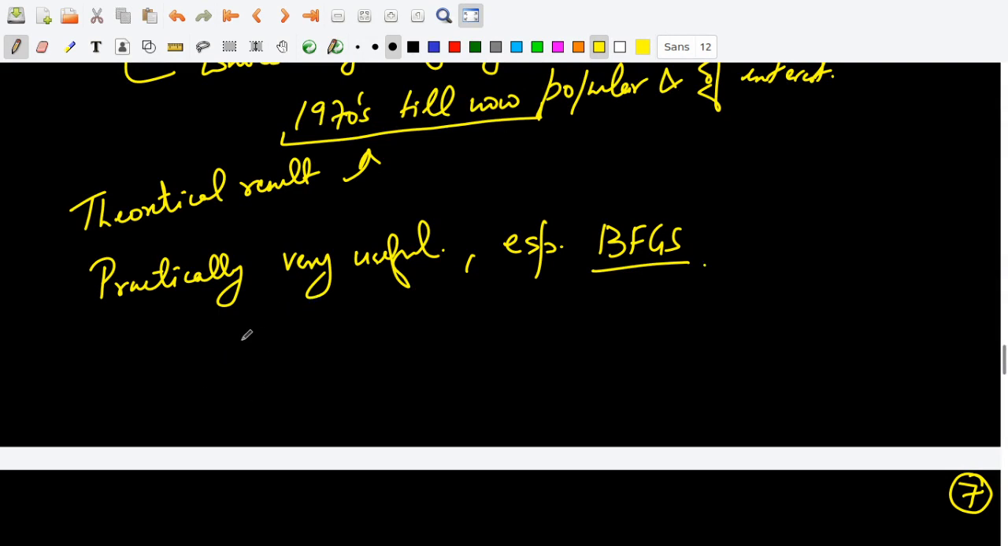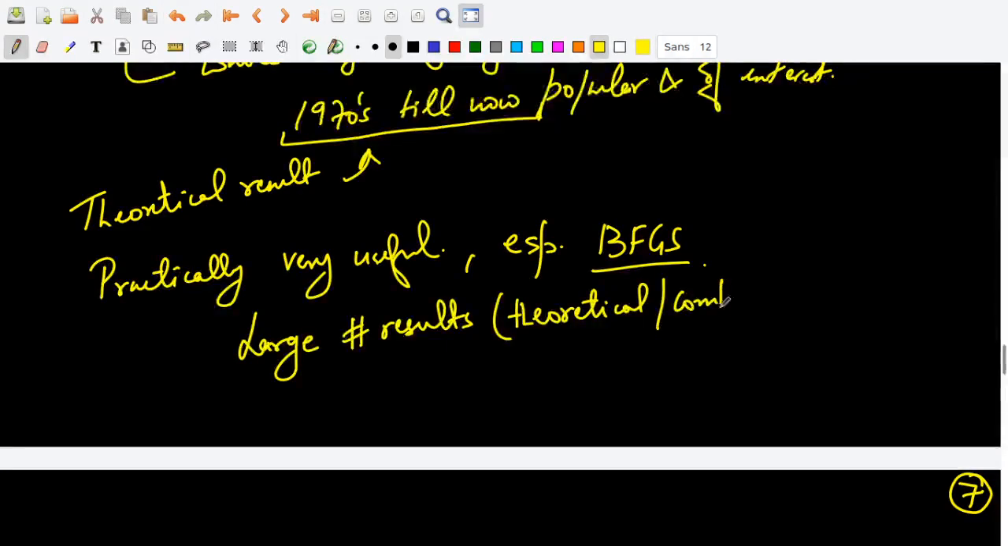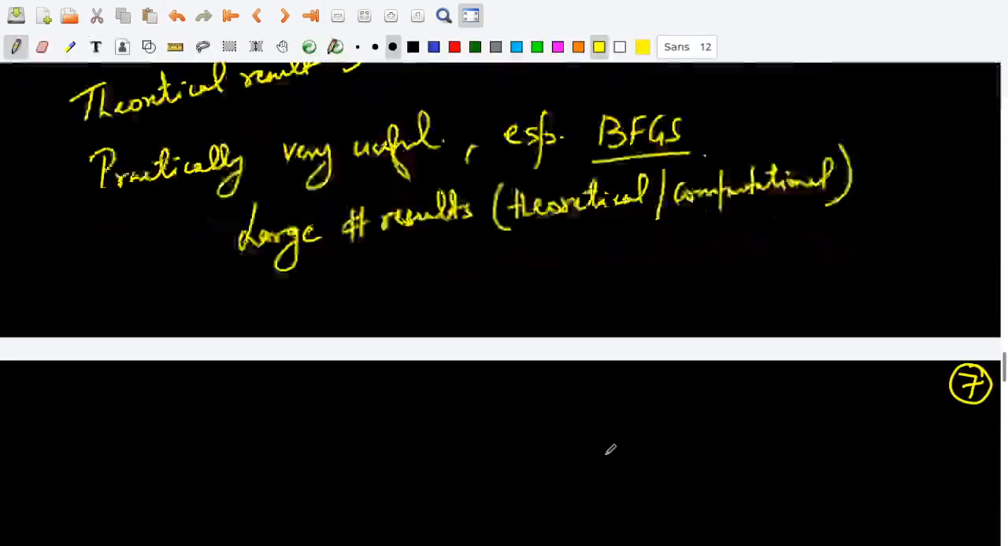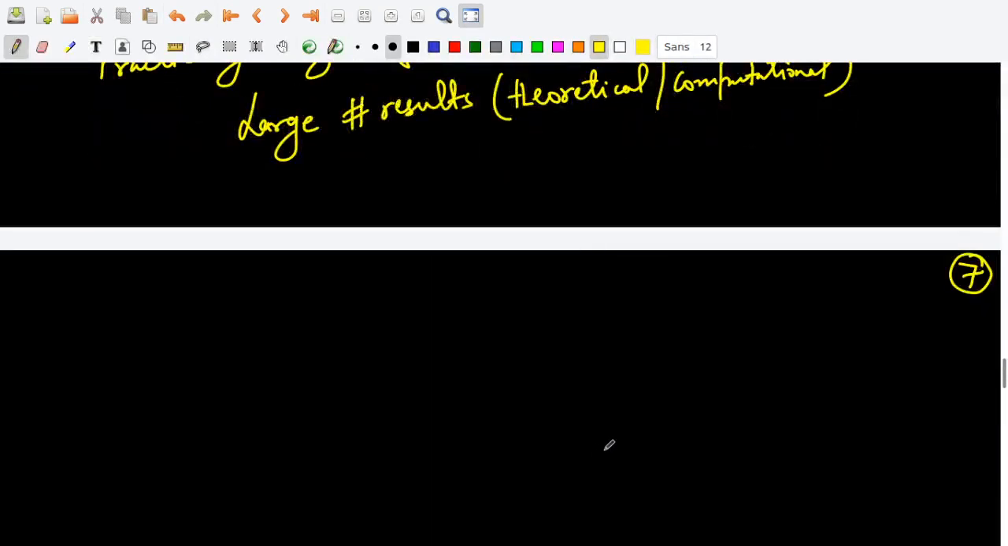There is a large number of results, theoretical as well as algorithmic or computational, and it's a bit difficult to keep track of everything that is happening in this area, but it is extremely useful in practice and should be used if you don't run into any trouble. These methods have many variants. One variant is LBFGS.